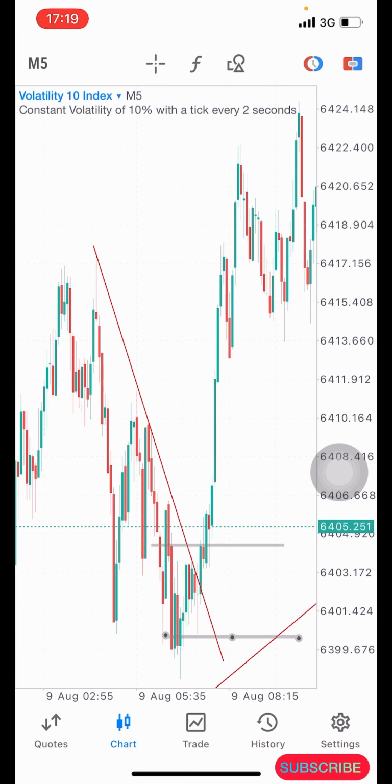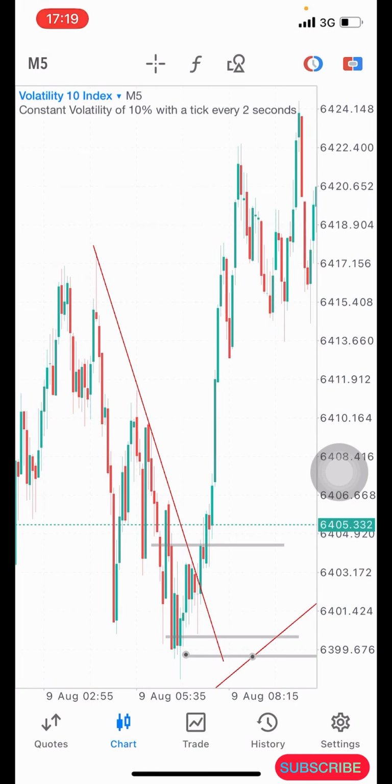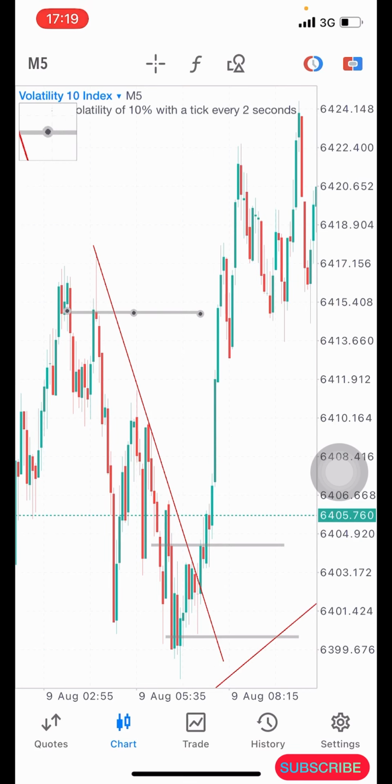Okay, so as you can see, this is another win trade again for us. This is another win trade again. Once you target this area, it's another win trade again, right?